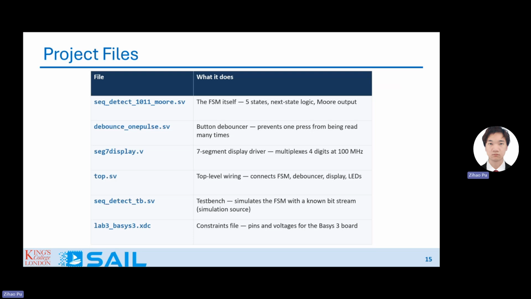The 7-segment display module obviously outputs the digits on the 7-segment display. Top is the top level wiring, so you're going to connect everything together: all the inputs, outputs, and the actual logic from the FSM. And then I also included a test bench, so you can check the simulation before you run it on an FPGA, which is what we're going to do next. I also included the constraint files, so you don't have to manually put in the inputs and outputs and everything.